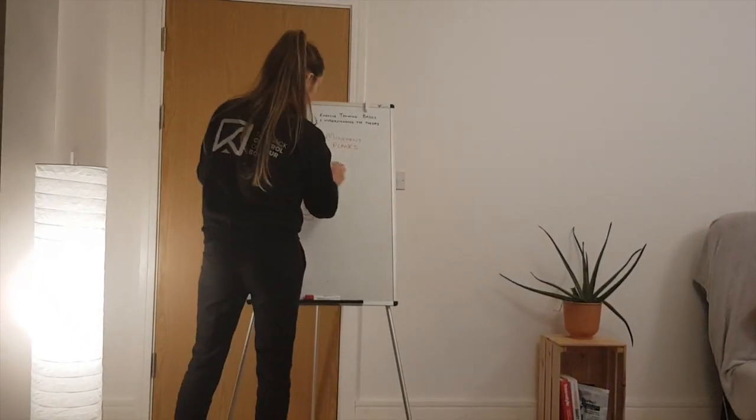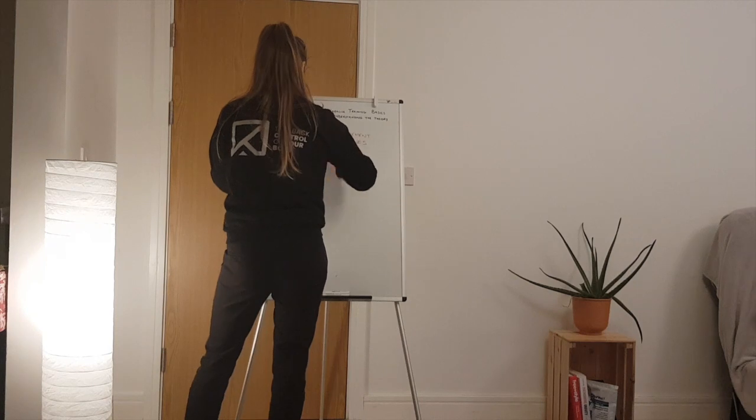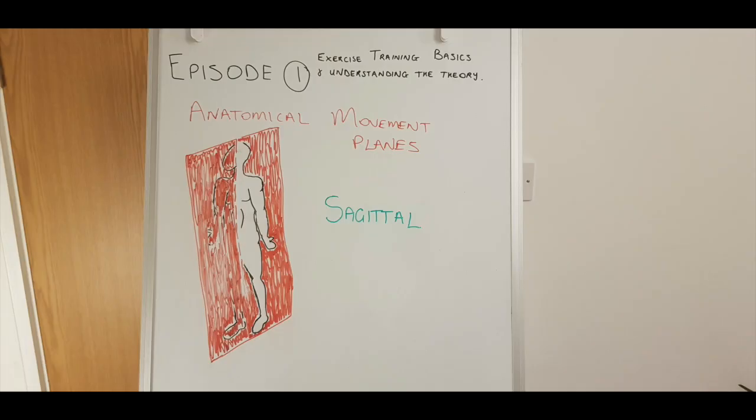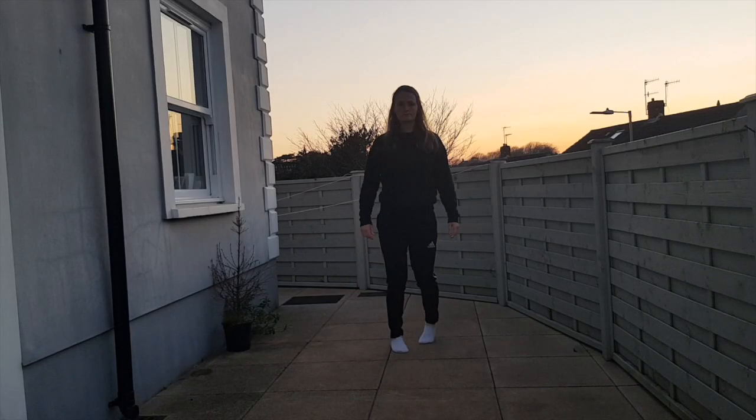Let's jump into it. So to start, we have the anatomical movement planes. These are just areas in space which describe where movement takes place. First up, we have the sagittal plane. It is a forwards and backwards and up and down plane. So imagine that you're stuck in a narrow corridor. An example would be a forward lunge.